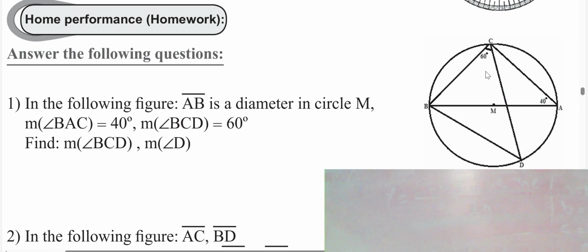Where BCD was 60, the measure of angle D will be what? We have here 60 and 40, then the measure of angle D equals 40 degrees like this. It subtends the arc CP. The measure of angle D will be 40 degrees also. And BCD or CBD changes, right? CBD is this angle.